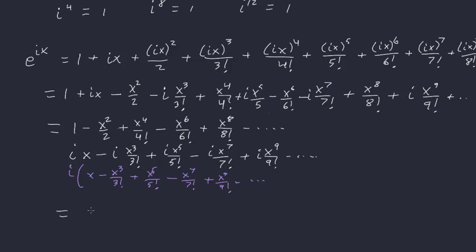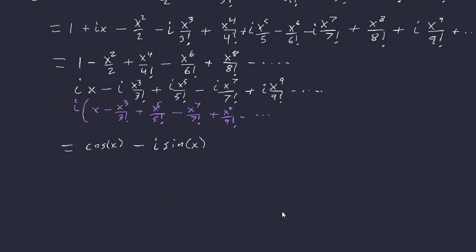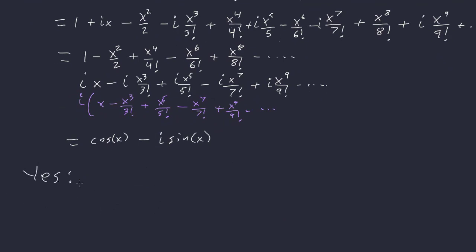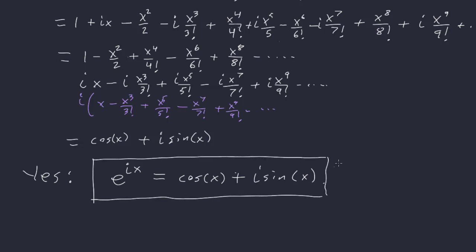Turns out this comes out to be cosine of x plus i times sine of x. So the answer is actually, yes, we can relate these two thanks to the series that e to the ix is equal to cosine of x plus i sine of x. Okay, this is called Euler's formula. He's the same guy that e is named after. And it gives us a nice way to relate e to cosine and sine.